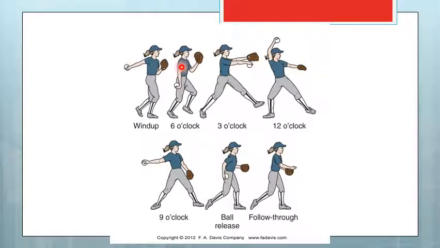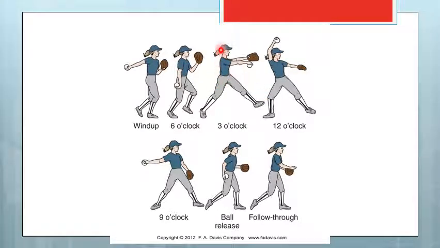Now, in this phase, the bicep activity is going to start to increase, and the triceps are going to continue to maintain extension. So you're going to start to get a little bit more co-contraction here of both the bicep and the tricep.